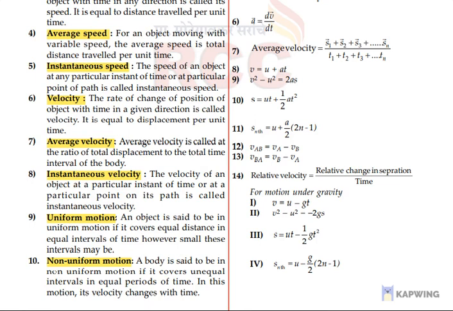Next, non-uniform motion. A body is said to be in non-uniform motion if it covers unequal distances in equal periods of time. In this motion, its velocity changes with time.